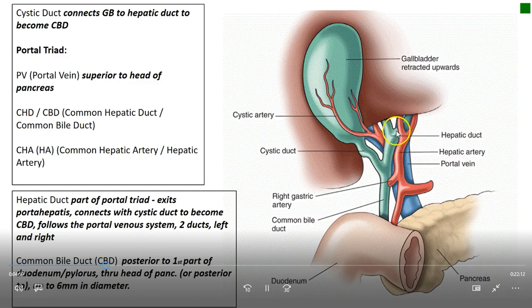And you've got the hepatic artery and the portal vein. These three make up the portal triad. You can see here the portal vein right there in blue, and the common hepatic duct or the common bile duct in green, and then the common hepatic artery in red. And it's called the portal triad here.